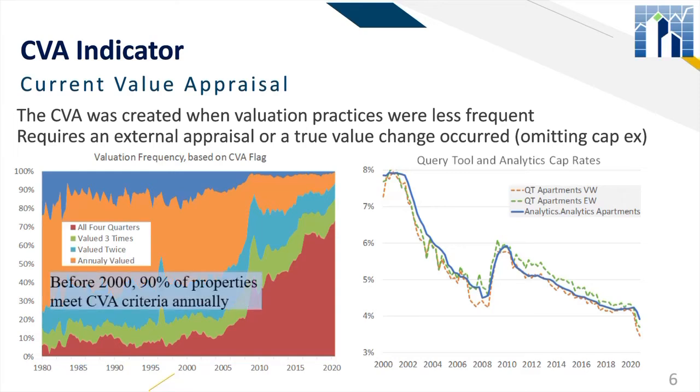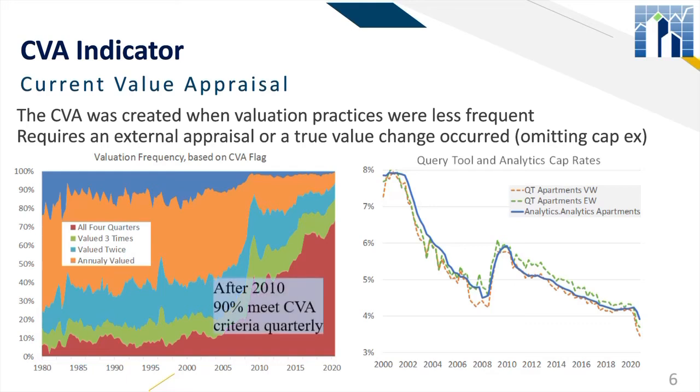As shown in the chart on the left, even in 1980, most appraisals were performed on a staggered annual cycle, and since 2010, most managers have strong internal quarterly and monthly business practices. In the chart to the right, you can see the analytics cap rates in blue compared to the query tool quarterly CVA cap rates in dashed lines.